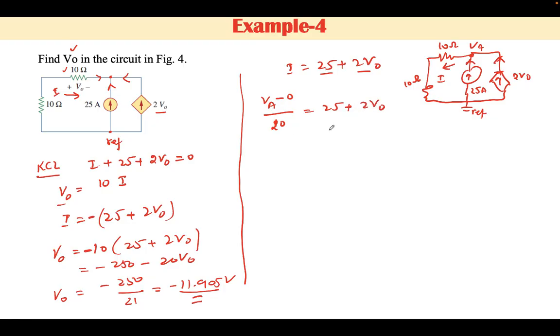Then we know V naught is equal to what? V naught is the voltage across this one. When this is plus and this is minus, V naught will be equal to minus 10 I in this case, depending upon the direction of current we have considered. Now putting the value of V naught in this equation, it can be written as VA upon 20 is equal to 25 plus 2 into minus 10 I, and this will be equal to 25 minus 20 I.